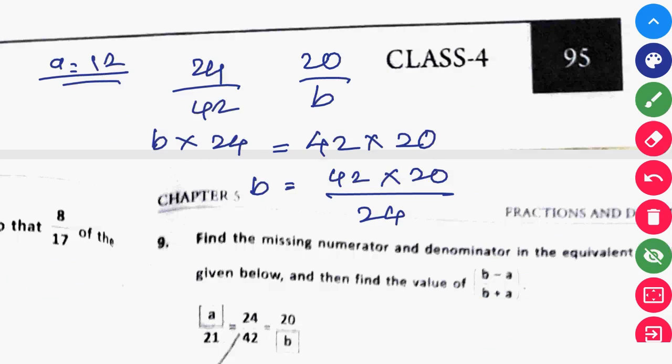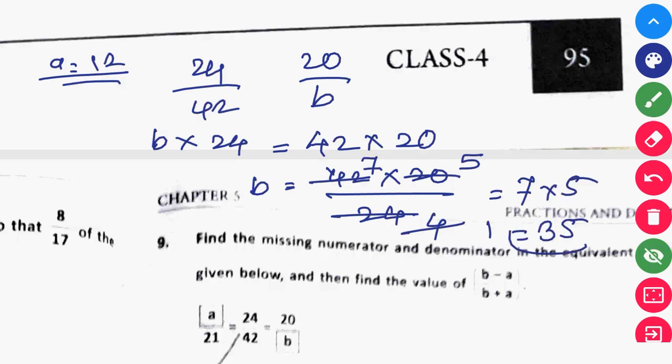Now 6 4s are 24 and 6 7s are 42. And 4 ones are 4 and 4 5s are 20. So what is remaining? B is equal to 7 multiplied by 5. So B is equal to 35.